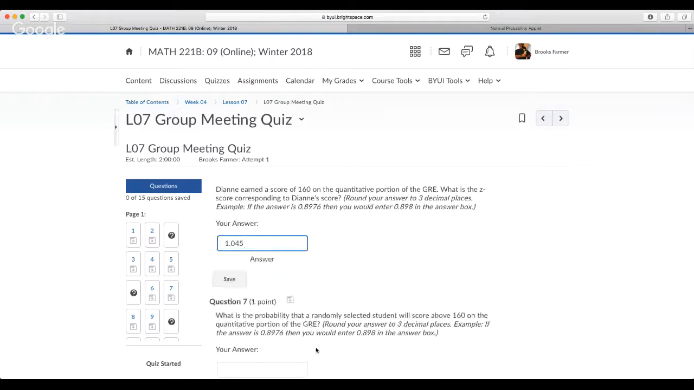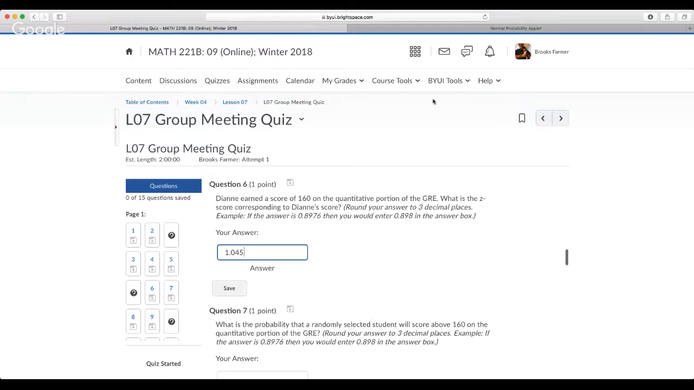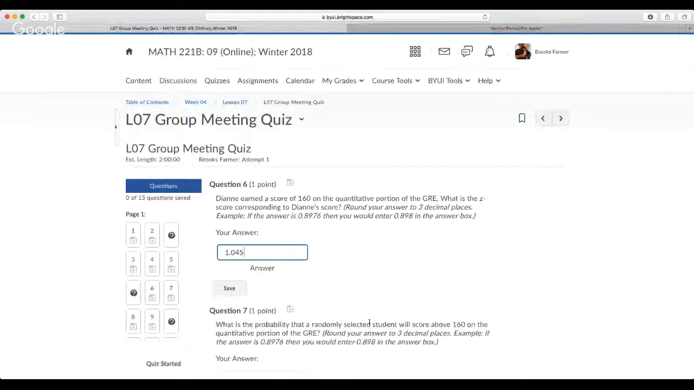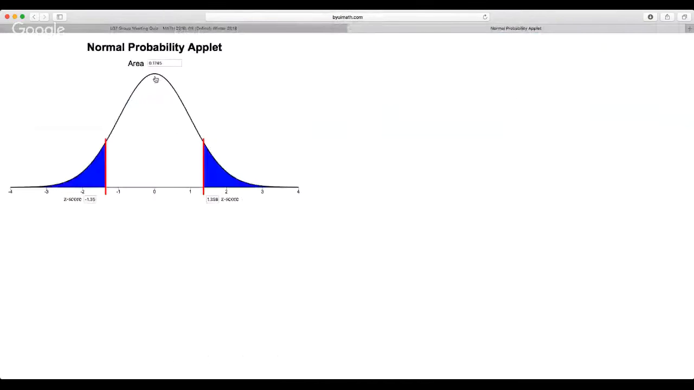What is the probability that a randomly selected student will score above 160 on a quantitative portion? We found 160 on question 6, so we're just going to plug it into the applet and put everything higher than. That makes sense? Yep. 0.148. Yep, got that too.